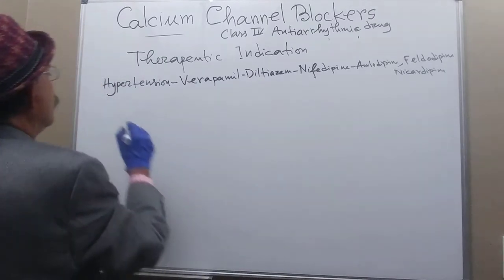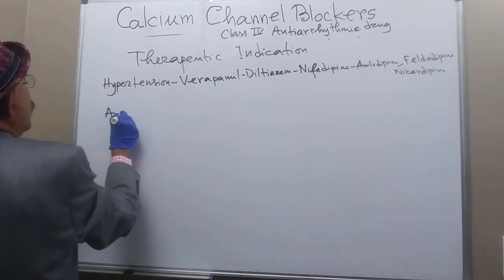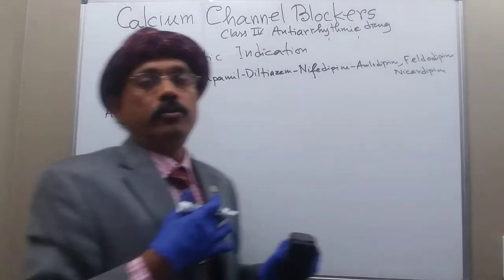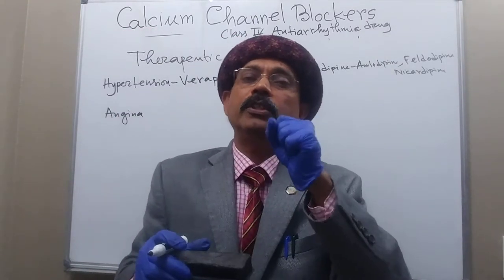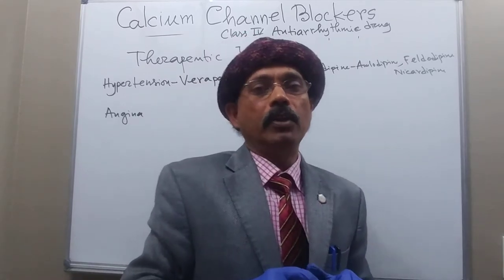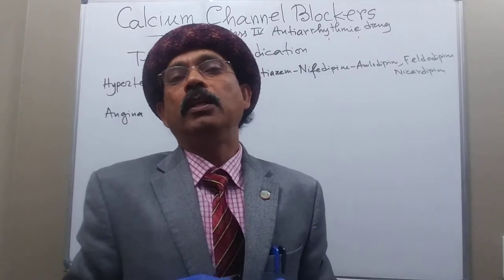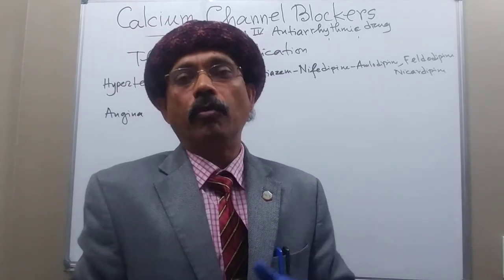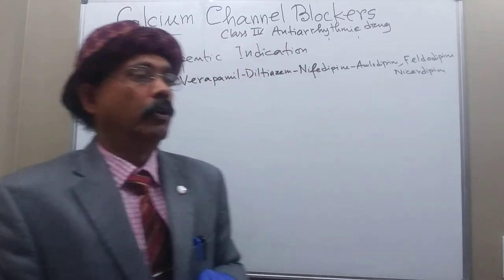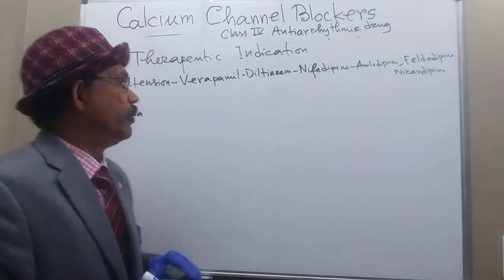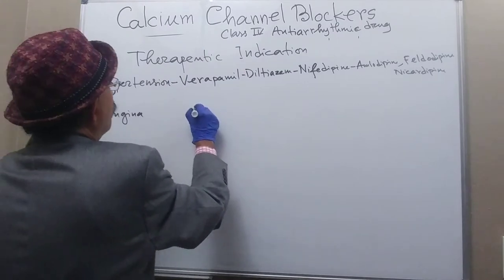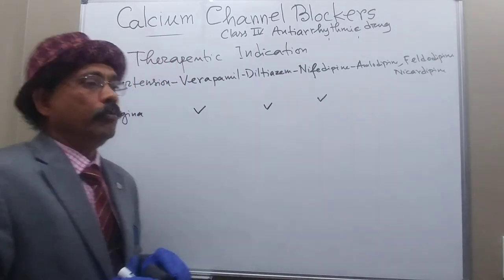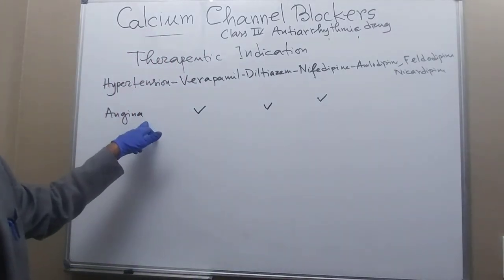Okay, now we'll go to angina. Why angina? Angina happens due to an ischemic condition in the heart. The blood vessels are constricted, so the myocardium doesn't get blood supply, so there will be pain. That is the pathogenesis of angina. If it is prolonged, we call it myocardial infarction. What are the drugs for angina? We have again verapamil, diltiazem, nifedipine. These are the drugs we like to give in angina.